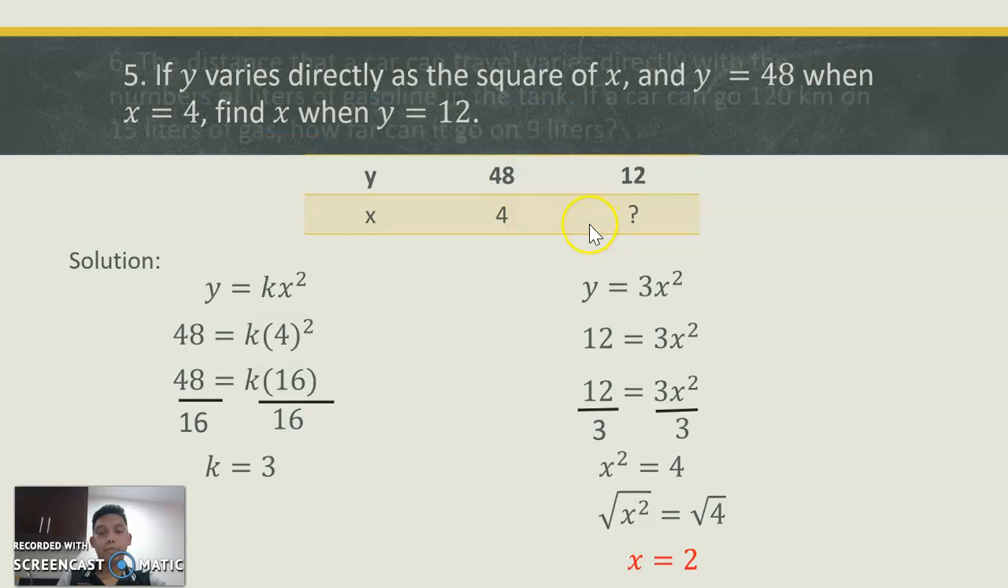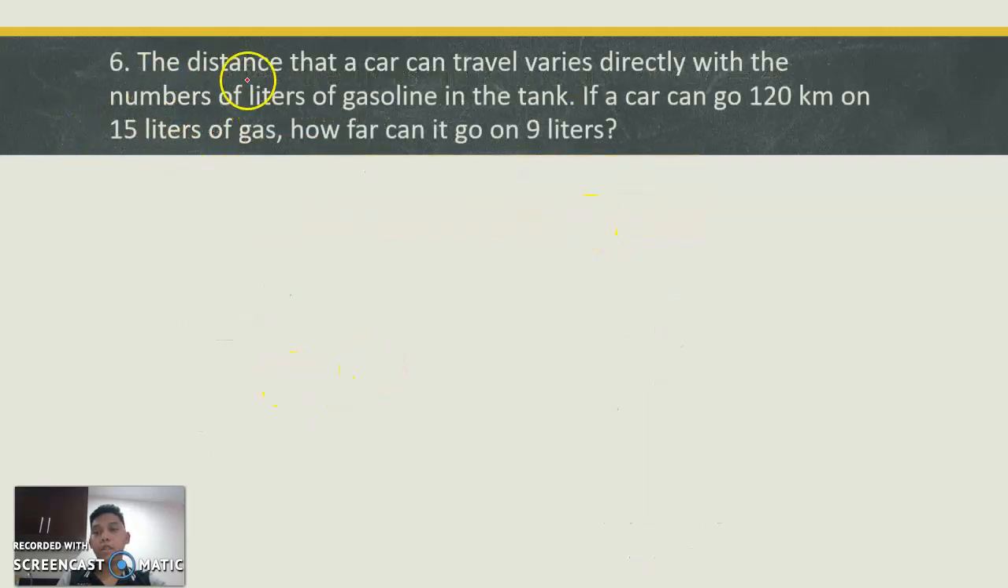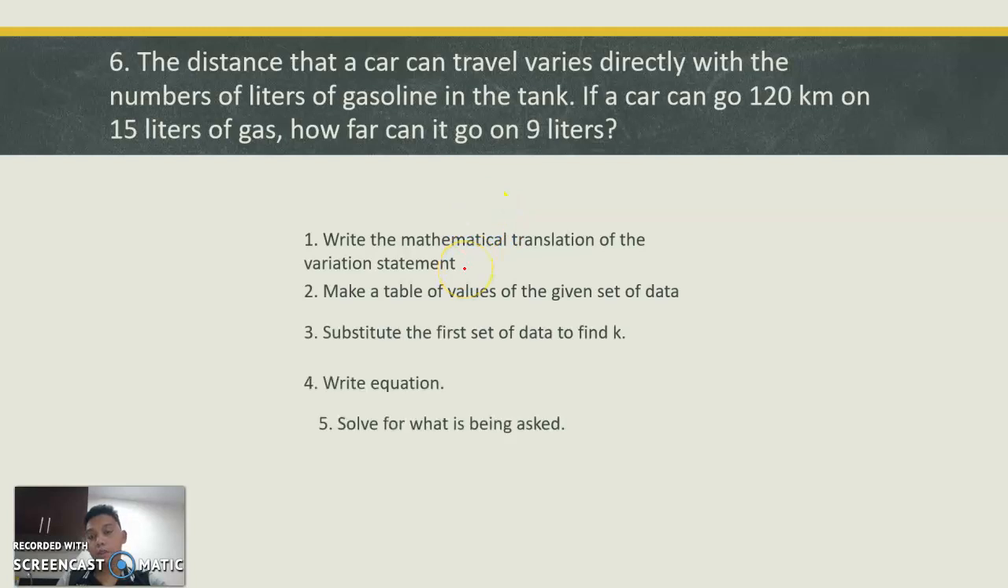Okay, let's proceed. For the problem, the distance that a car can travel varies directly with the number of liters of gasoline in the tank. If a car can go 120 kilometers on 15 liters of gas, how far can it go on 9 liters? So I have here 5 steps on solving problems involving direct variation, or even inverse variation. First, similar to earlier, write the mathematical translation of the variation statement. Make a table of values of the given set of data. Substitute the first set of data to find k. Write the equation, solve for what is being asked.